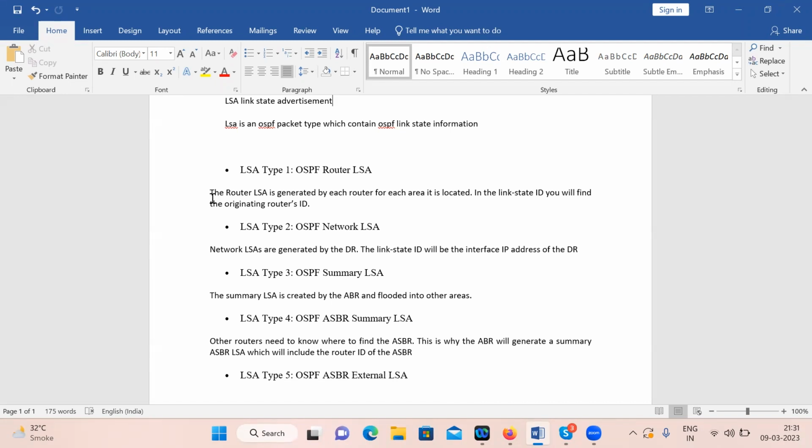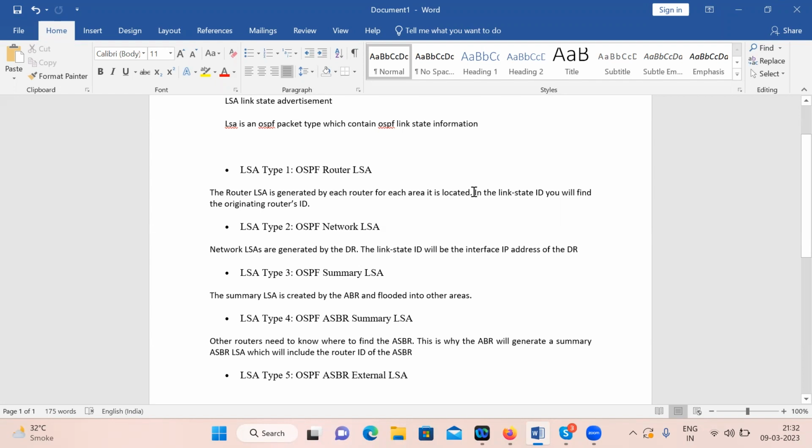In that LSA it will contain area 1 information. If a router is a participant of two different areas, it will create two different type 1 LSAs, one for area 1 and one for area 2. Whichever link is configured for area 1, on that link it will flood the type 1 LSA for area 1. Whichever link is configured for area 2, on that link it will flood the type 1 LSA for area 2. So the router LSA is generated by each router for each area in which it is located.